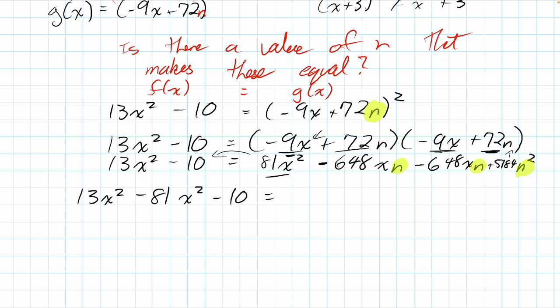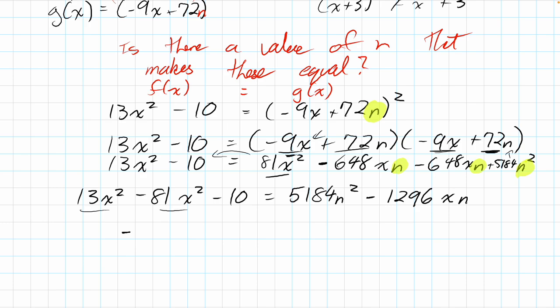On this side, I'll put them in order. We have 5,184 n squared. And this one is going to be negative xn. When you add those together, what's that give you? Almost 1,300 minus 4, so 1,296. You want to just double check that for me? Yeah, okay, good.